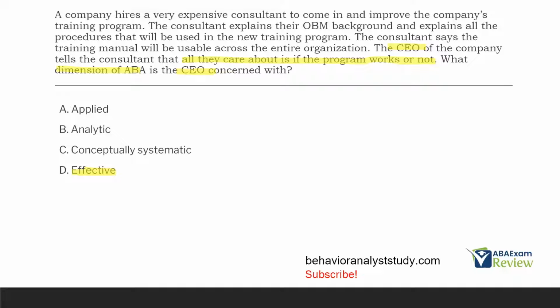It could be the most applied program in the world. If it doesn't work, who cares? It can establish a huge functional relationship. If it's not effective to a meaningful degree, again, who cares? The CEO is worried about, given the information, that the program is effective or is it not?